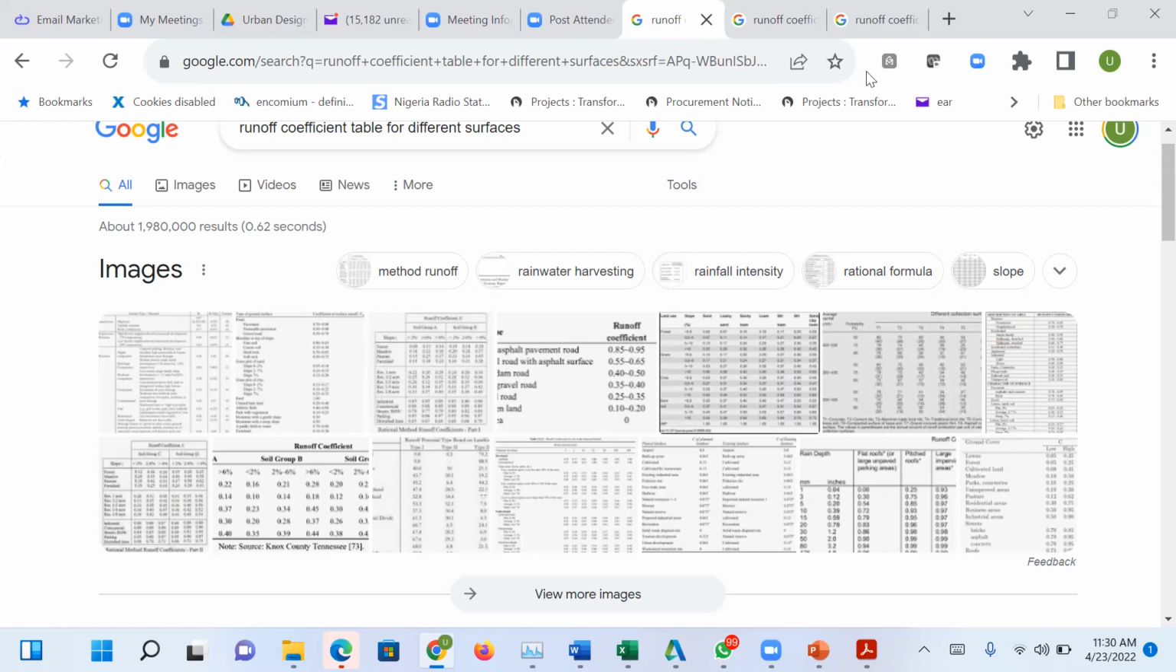But let me just give you a value that you can just use. Just use around 0.6. 0.6, 0.7. It can't be more than 0.7, after all the mathematics computation.